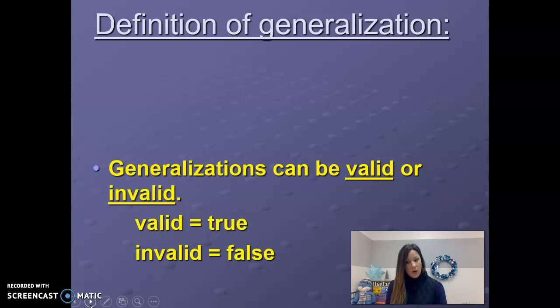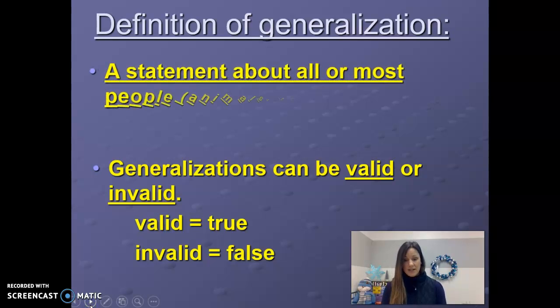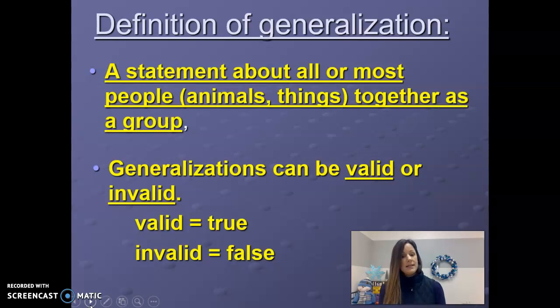So in the first block, we're going to put in the definition of a generalization, and that's popping up now. It's a statement about all or most people, animals, or things together as a group, okay? So it's a statement, okay, and it's a broad statement. Generalizations can be valid or invalid, and of course valid means that they're true, and invalid means that they're false. And we're going to get into that in a little more detail on another day. But today we just want to really know that a generalization is a broad statement about most people, animals, or things as a group. So you're just making a generalization about a group based on what you know, okay?